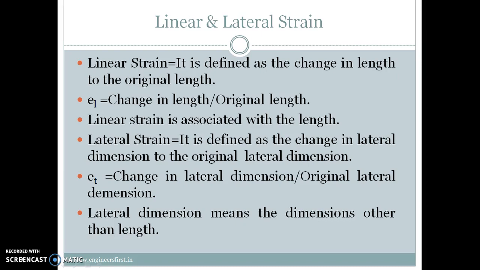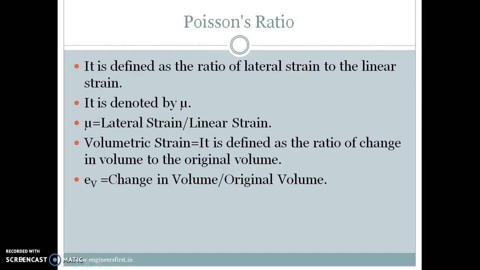Lateral strain is defined as the change in lateral dimension to the original lateral dimension. It may be thickness, it may be width, it may be diameter. So you can say change in diameter to the original diameter, or change in thickness to the original thickness. So all these are the lateral strain. Lateral dimension means the dimension perpendicular to the length.